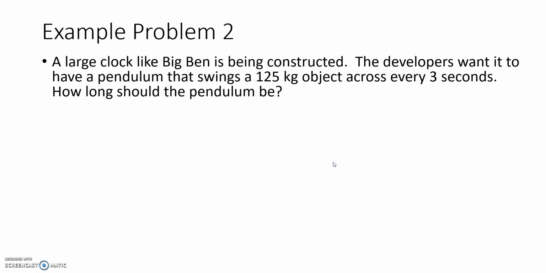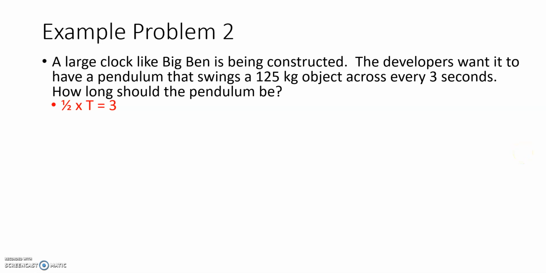In the second problem, we have a large clock, kind of like Big Ben. It's being constructed, and developers wanted to have a pendulum that swings a 125 kilogram object across every 3 seconds. So it wants to go across one time every 3 seconds. We want to know how long that pendulum has to be in order for that to take place. First, we have to figure out how long the period is. If one swing is 3 seconds, we want one full swing, one full wave. So we need to go back and forth.